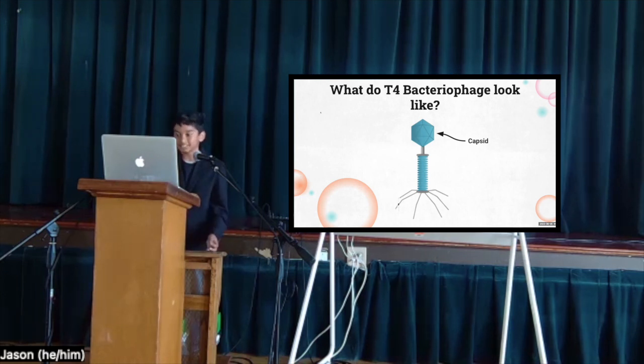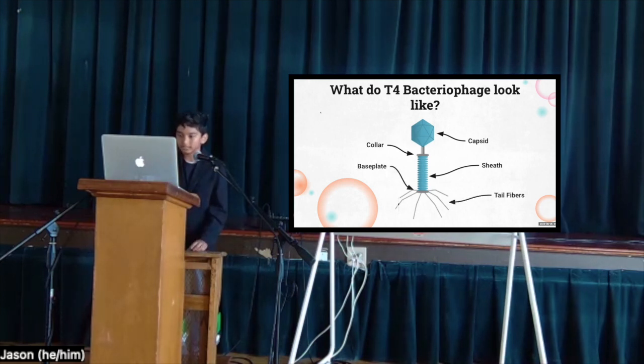Below the head is what we call the tail. It has what's called a collar, which attaches the head to the sheath, and which looks like a long spring. That sheath is connected to a platform called the base plate, and from that, 6 tail fibers jut out. In total, it kind of looks like a spider with a long neck and a big head.